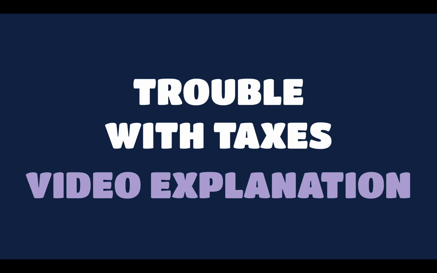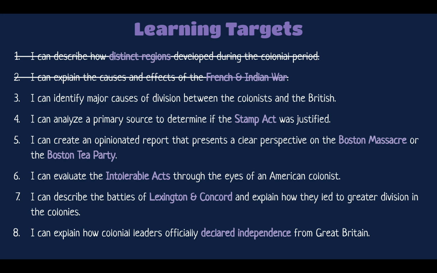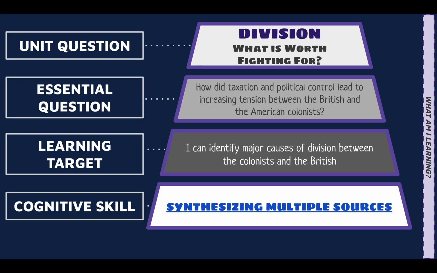This is a video to help you understand the lesson on trouble with taxes. This is our third learning target related to the road to the revolution. We've looked already at how distinct regions developed during the colonial period. We've looked at the causes and effects of the French and Indian War. Now we're going to identify major causes of tension between the colonists and the British.